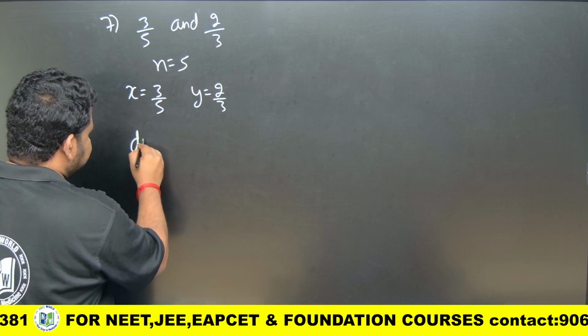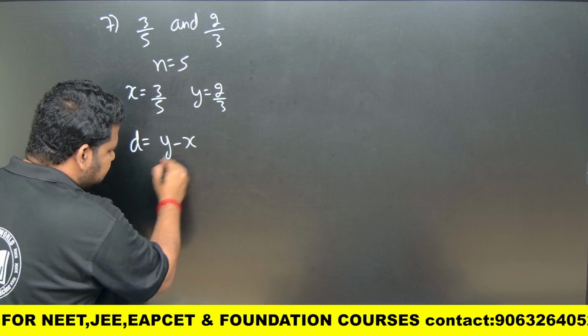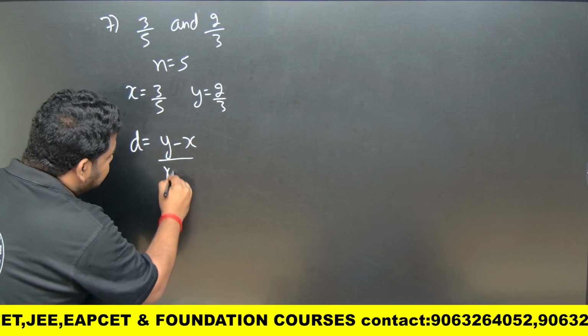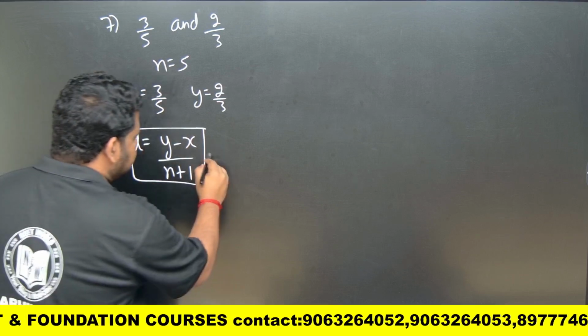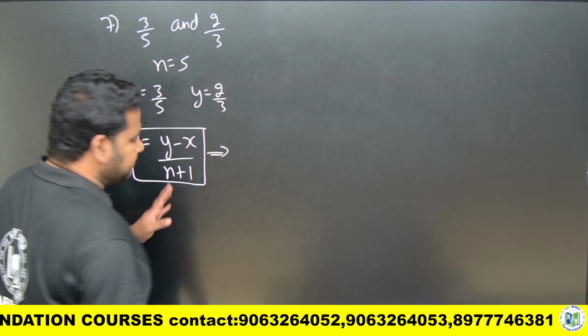D will be equal to y minus x divided by n plus 1. This is how you have to remember this formula: y minus x divided by n plus 1.